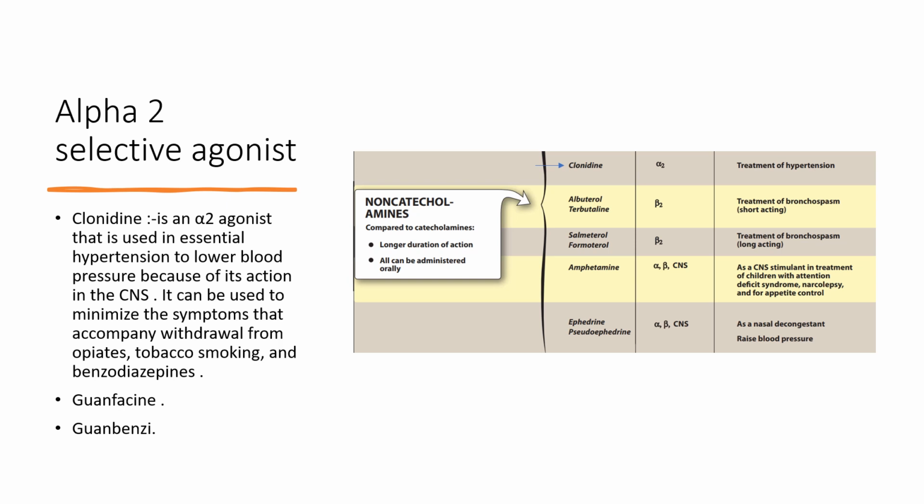Clonidine is an alpha 2 agonist that is used in essential hypertension to lower BP because of its action in the CNS. It can be used to minimize the symptoms that accompany withdrawal from opiates, tobacco smoking, and benzodiazepines. Other drugs are guanfacine and guanabenz.